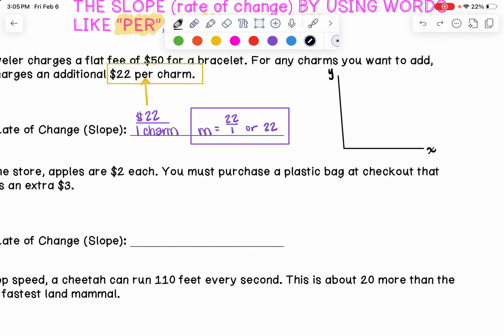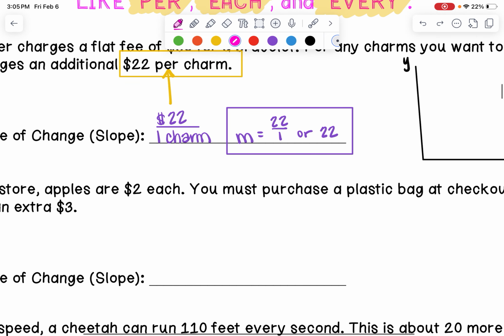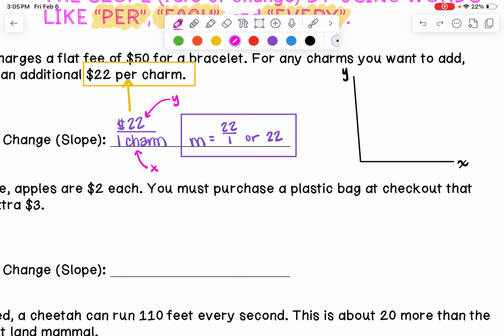Now, the awesome thing about finding slope is, remember, slope is the change in the y's over the change in the x's. So the reason why I wrote it like this with the units of measure in there is because the units are telling me what the x and y variables are. So if my numerator is $22, that's because my y variable is dollars. And if my denominator is every one charm, then that means my x variable is the number of charms, right?